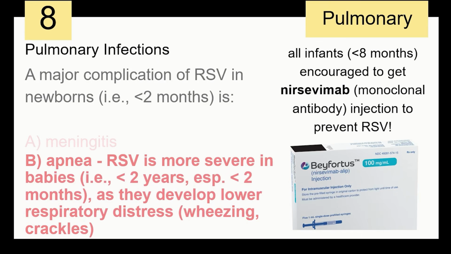Now over here, I just wrote a note that this may show up on the boards. It's a new drug from 2023, and the CDC encourages all infants less than 8 months to get nirsevimab, a monoclonal antibody which works like a vaccine to prevent RSV. Nirsevimab should be given to infants to prevent RSV. And we can remember this because nirsevimab stands for no RSV man. Nirsevimab, no RSV man.